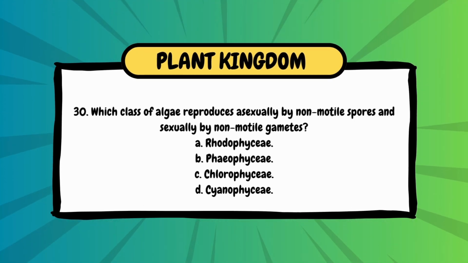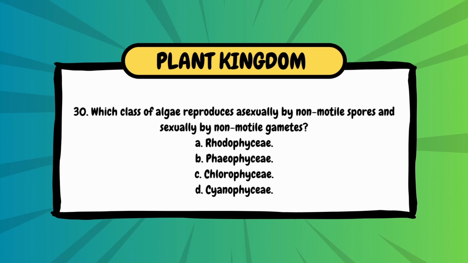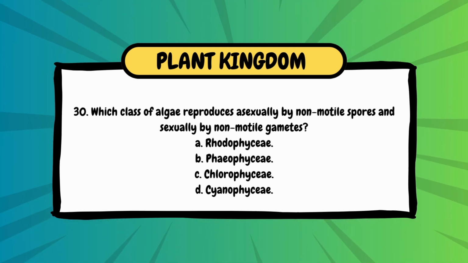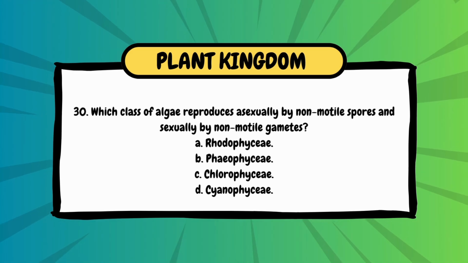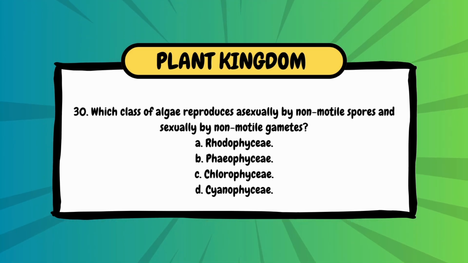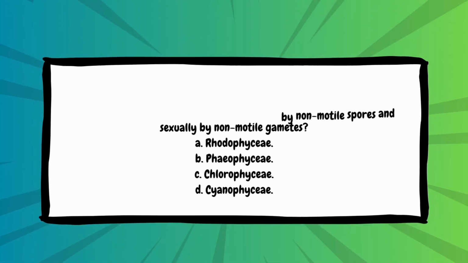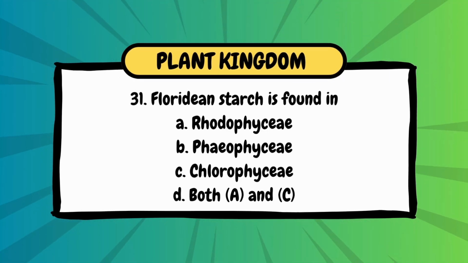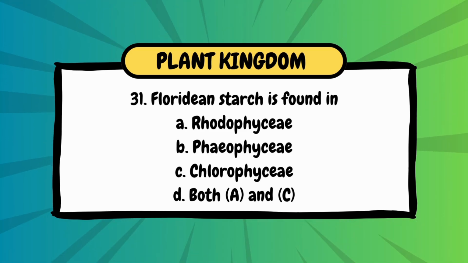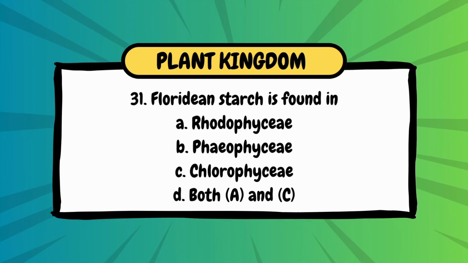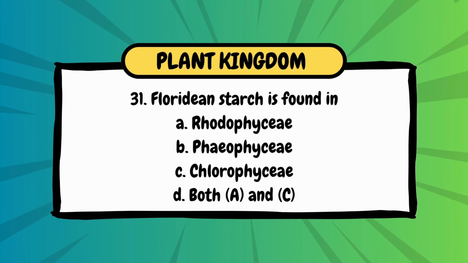30. Which class of algae reproduces asexually by non-motile spores and sexually by non-motile gametes? A. Rhodophyceae. B. Phaeophyceae. C. Chlorophyceae. D. Cyanophyceae. 31. Floridean starch is found in A. Rhodophyceae. B. Phaeophyceae. C. Chlorophyceae. D. Both A and C.